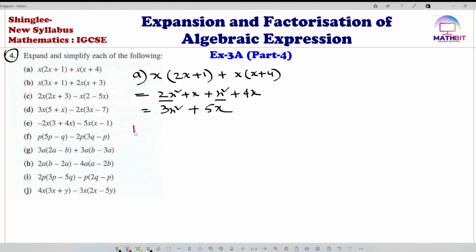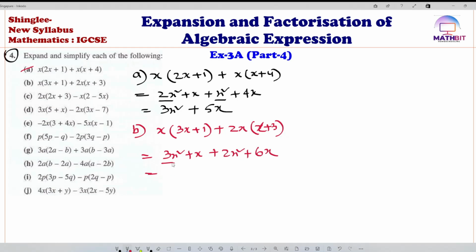Number B: x times (3x + 1) plus 2x times (x + 3), right? Then this means 3x² + x + 2x² + 2x times 3, which means 6x. So 3x² and 2x² make 5x², and here x plus 6x is 7x.